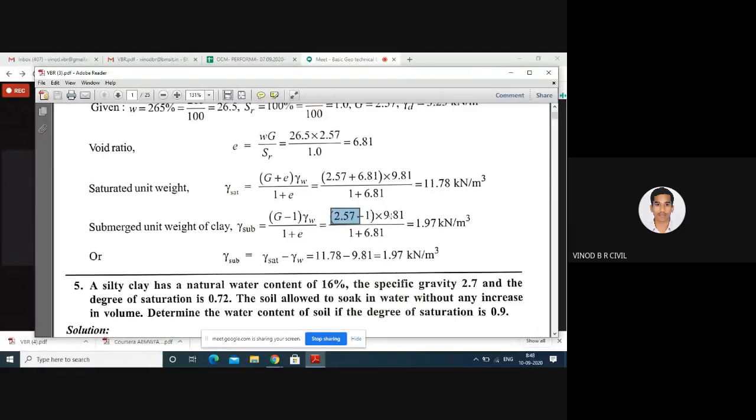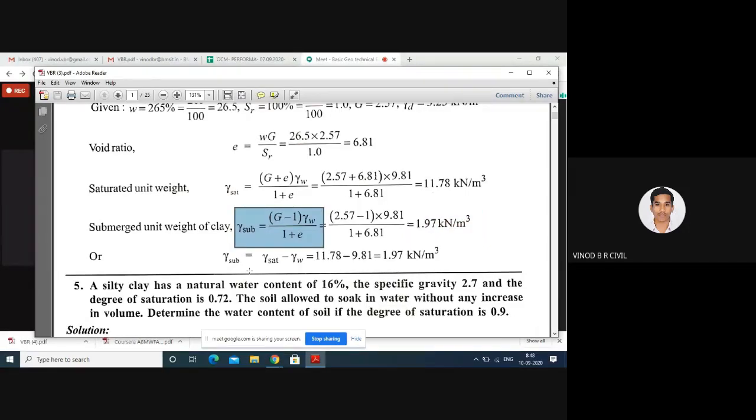One is the constant value. Gamma W, we are assuming the unit weight of water, that is 9.81, divided by 1 plus 0.8. E we already calculated: E is equal to Wg divided by SR. So gamma sub is equal to 1.97 kilonewton per meter cube. This is the standard mathematical expression to calculate the gamma sub.